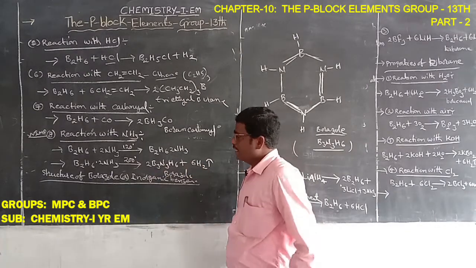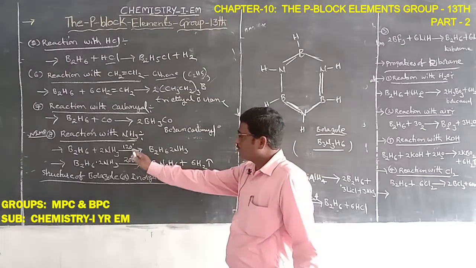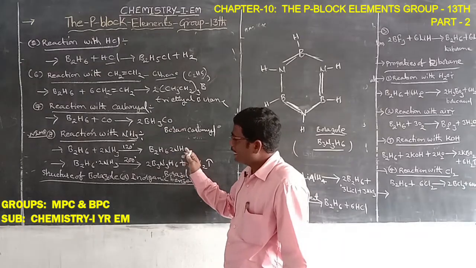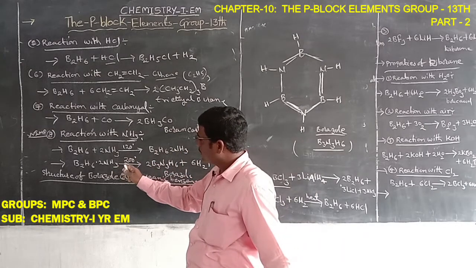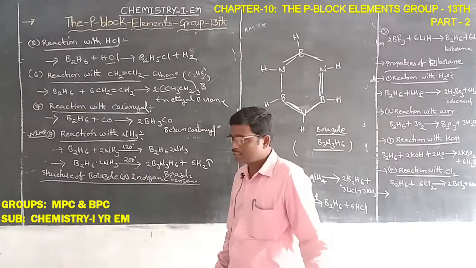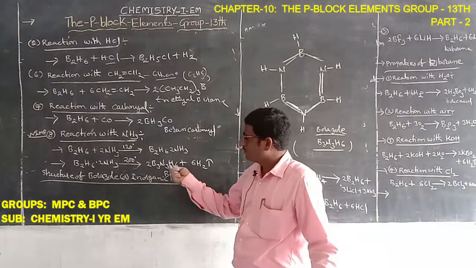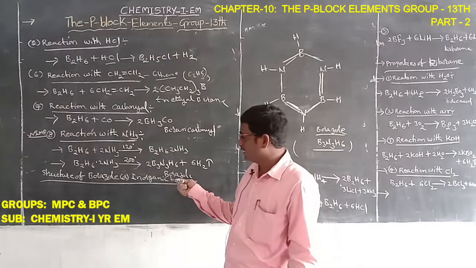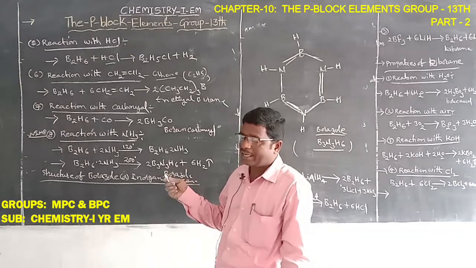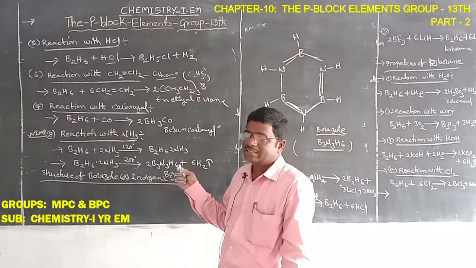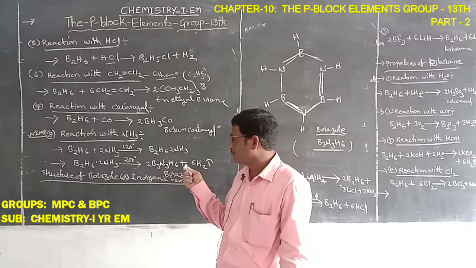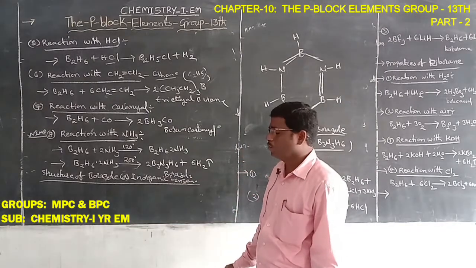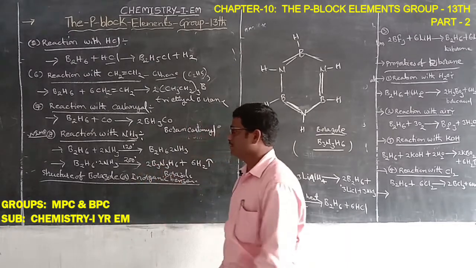Here diborane reacts with 2 moles of ammonia at 120 degrees centigrade, then forms diammonium of diborane. Diammonium of diborane reacts at 200 degrees centigrade, then forms B3N3H6. It is also known as borazole or borazine. Diammonium of diborane reacts at 200 degrees centigrade, then borazole or borazine is obtained. It is also known as inorganic benzene. Inorganic benzene or borazole or borazine, that is the reaction with ammonia.